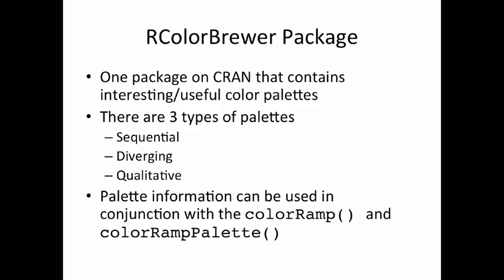The last color palette is the qualitative palette, which is just used to represent data that are not ordered. So these can be factors or categorical data that don't have any specific ordering, they just have different values. So the palette information that you get from the R Color Brewer package can be passed to functions like ColorRamp and ColorRampPalette to be used in the plotting functions in R.